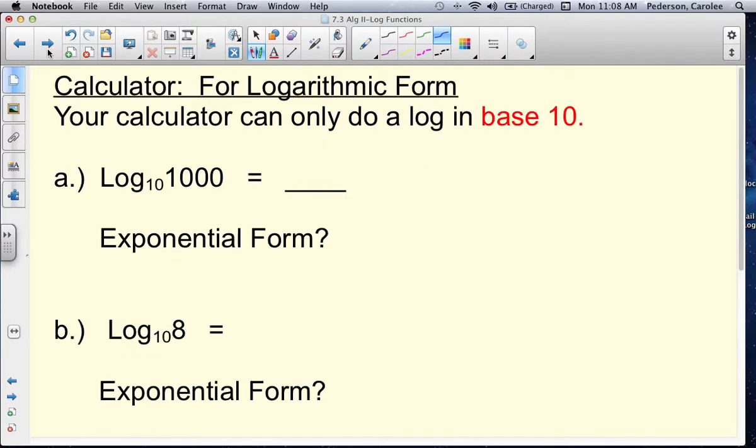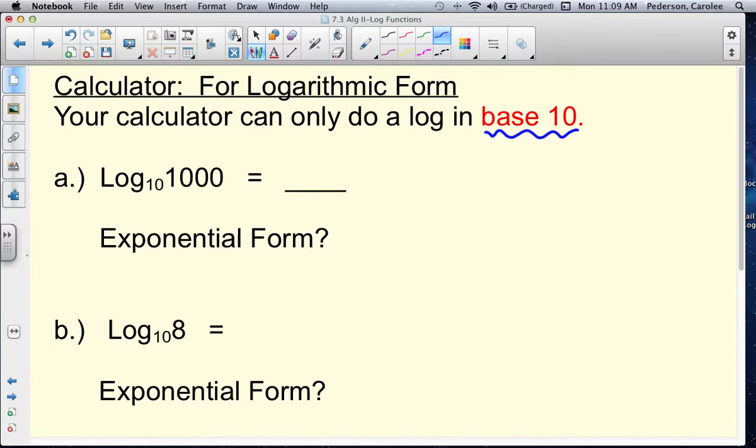All right. More calculator practice. Now we're going to go into logarithms and using our calculator to do logarithms. Your calculator can only do a logarithm in base 10. There'll be another base down the road that we'll talk about, which we call base E, but for now your calculator can only do base 10. So it's saying here, logarithm base 10 of 1,000 equals what?